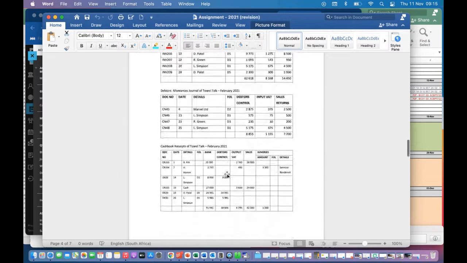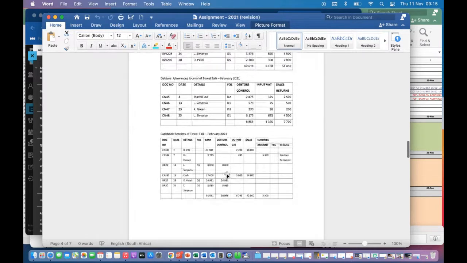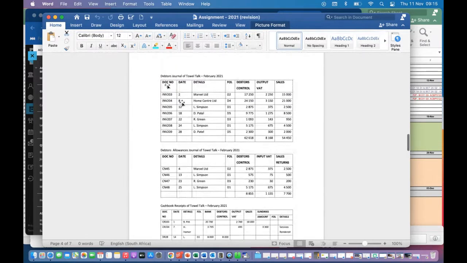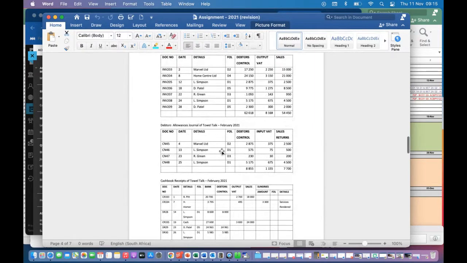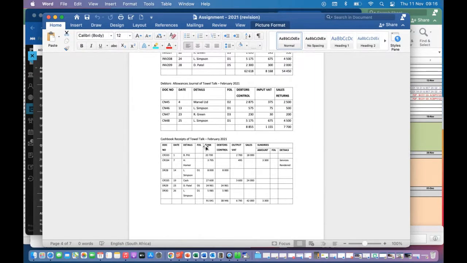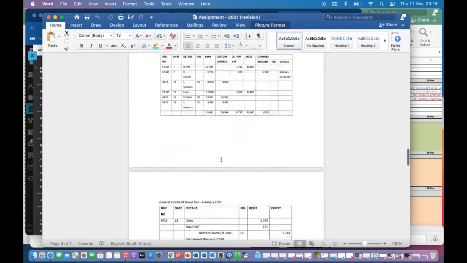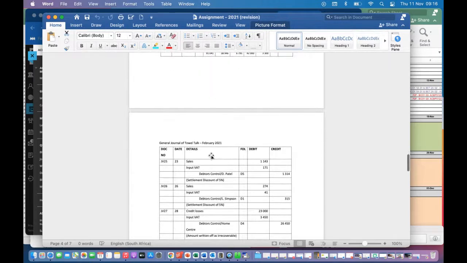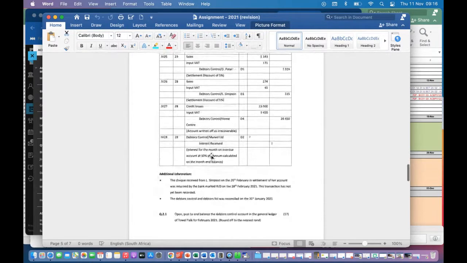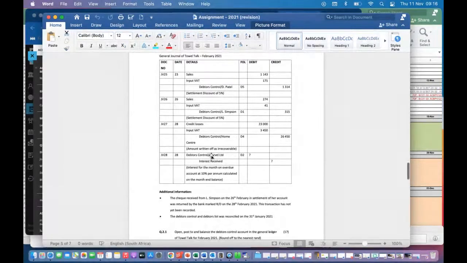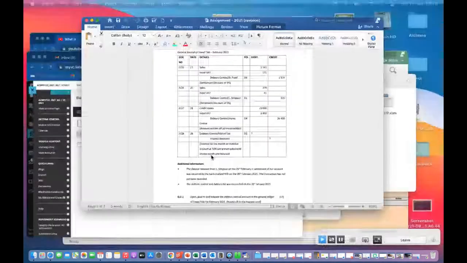Okay, I lie, sorry. We have the debtors journal for February. We have the debtors allowance journal for February. We have the cash receipts journal for February. We have the general journal. Okay, that's the information that we have. Okay, cool. So let's get into it. Okay, remember the first thing that they wanted us to do.